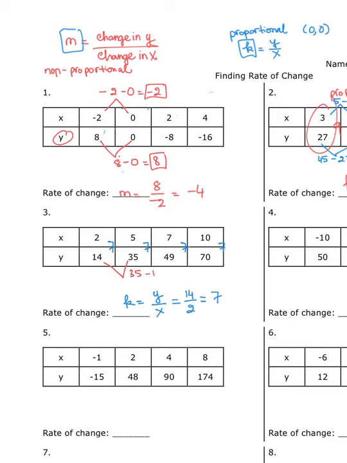35 minus 14, you got 21. 5 minus 2, you got 3. 21 over 3 is 7. So if you do m or k, you still get the correct answer.